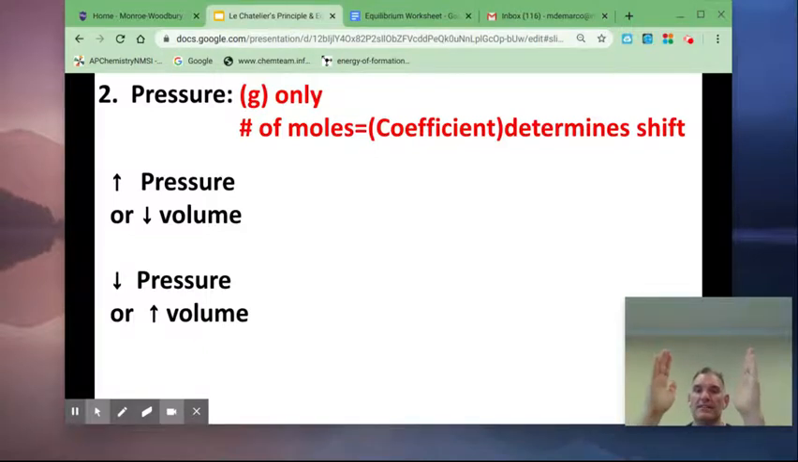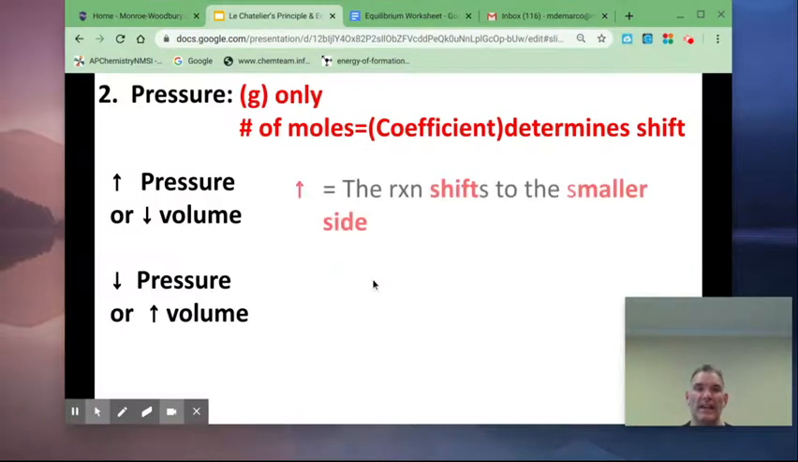If I had a box this big and I increase the pressure, I'm squeezing the box together so the volume gets smaller. Okay, just like we learned in Boyle's law. So if you think about it, if I start off this big and all of a sudden I increase the pressure, my box gets smaller.